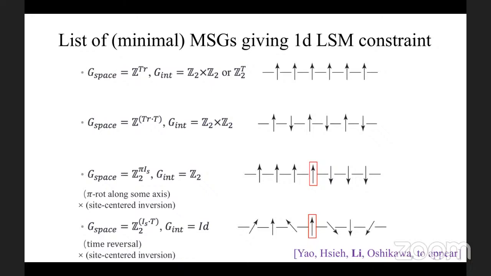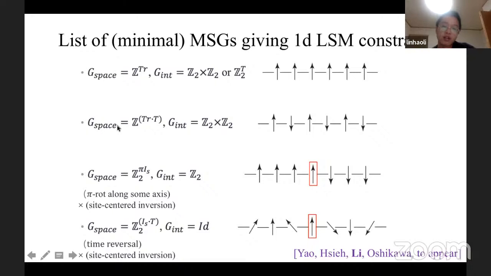I think there are some. For example, there are some interactions that only preserve the last one and break the first, second, and third LSM constraints. So for this type of Hamiltonian, the ingappability should only be protected by the last LSM constraint.